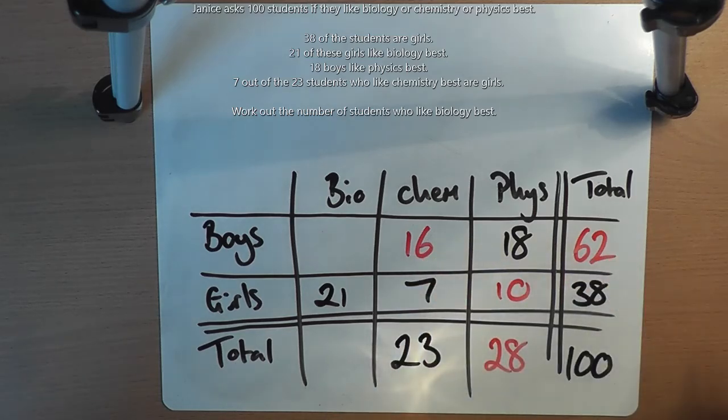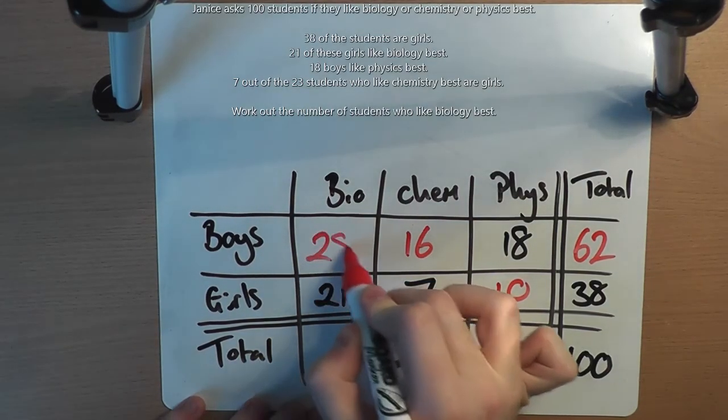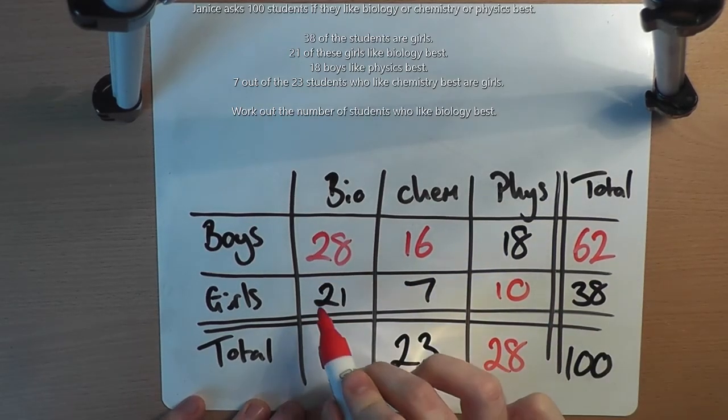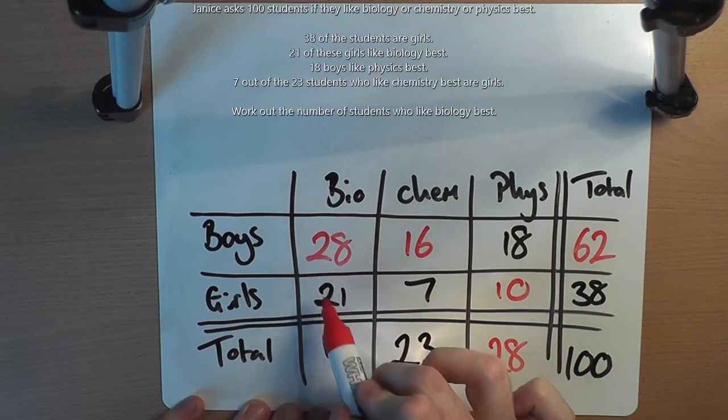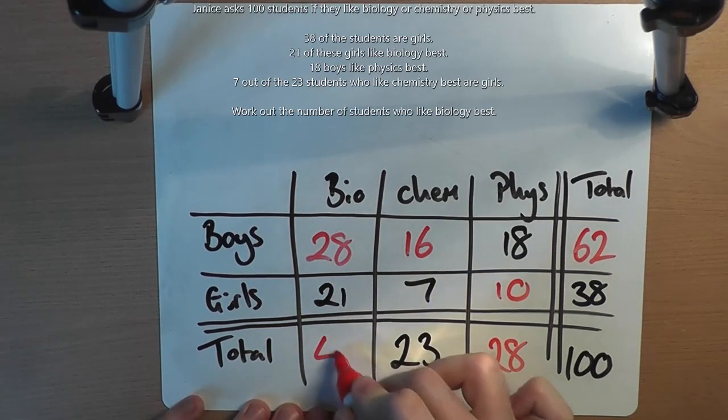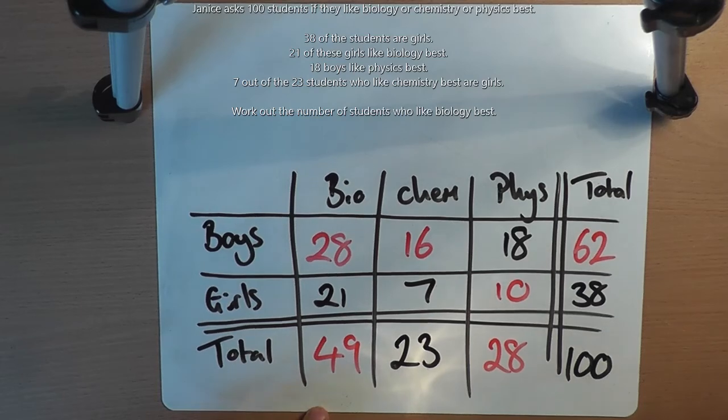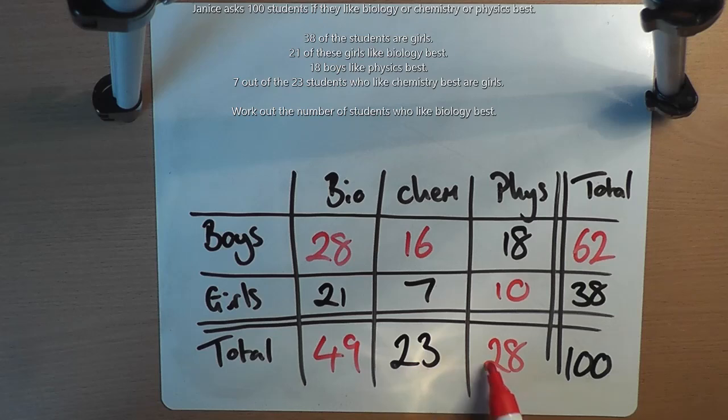We need to get up to 62. 34 up to 62 will be 28, so we can put 28 in that box there. 28 boys liking biology, 21 girls liking biology, that's 49, so we can put 49 in there. If these numbers along the bottom add up to 100, then we're probably fine. So 40, 50, 60, 70, 80, 89, 90, 91, 92, plus the 8 does get us to 100. If every number in the table adds up correctly, which it does, then our table must be right.